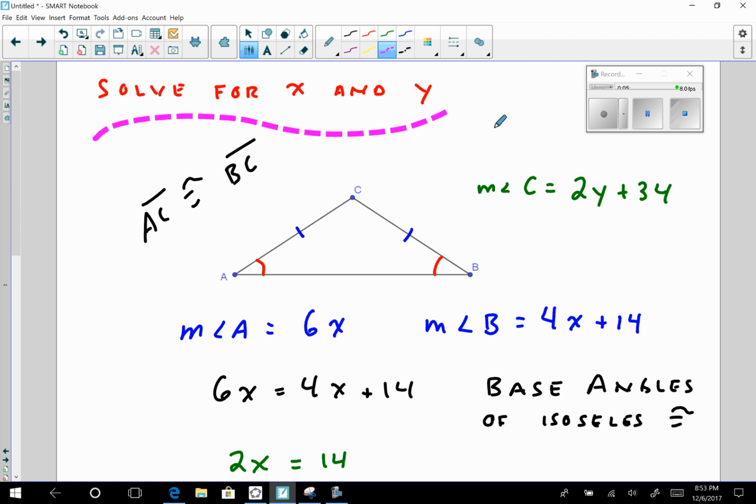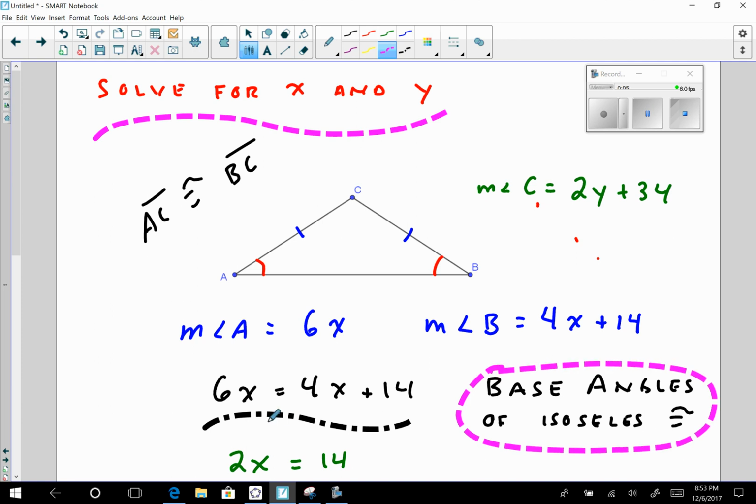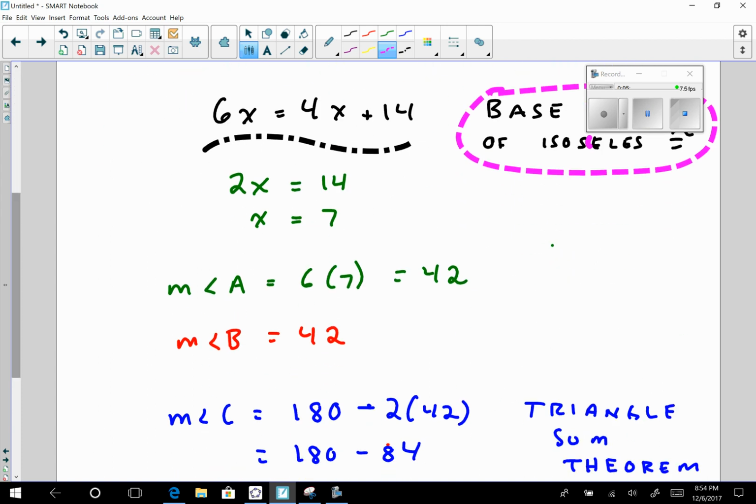Keep in mind, if we write an equation as we have here, we need to have a geometric reason why I can write that statement. And I believe it's easy to see that this statement, 6x is equal to 4x plus 14, because base angles of an isosceles triangle are congruent. I think I forgot my C in there. Base angles of an isosceles triangle are congruent. Do a little bit of easy algebra, get x is equal to 7.